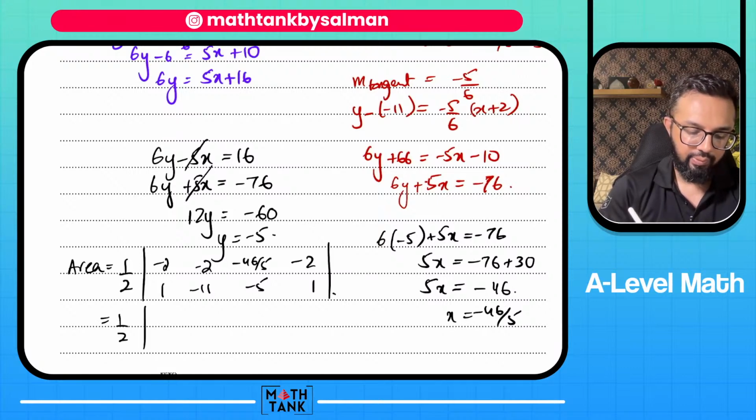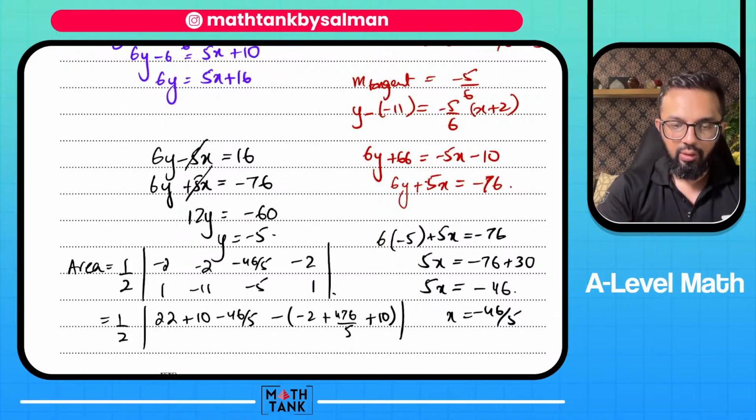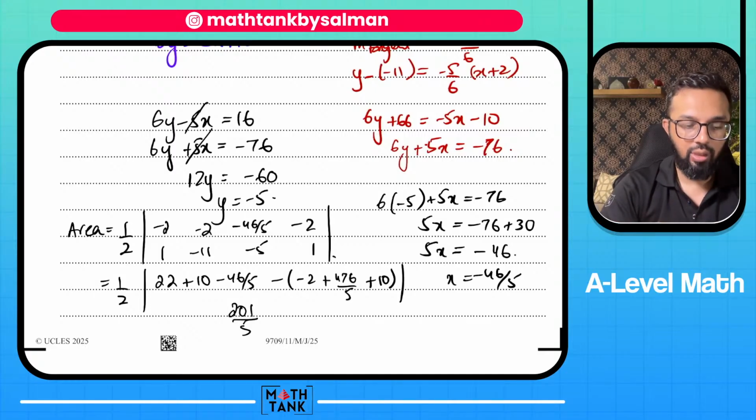So half 22 plus 10 minus 46/5 minus 2 plus 476/5 plus 10. Okay, I've used the shoelace method. So it's giving me 201/5. I'm not sure if that's the correct answer, but I'll check.